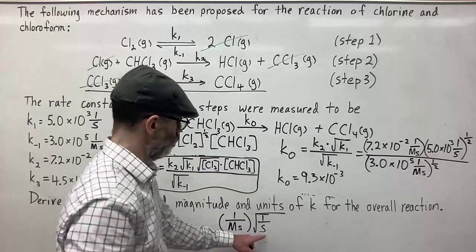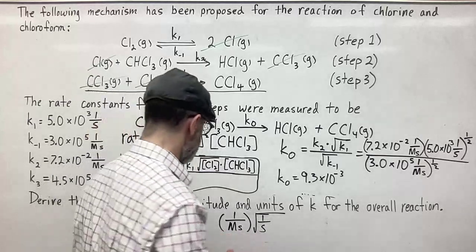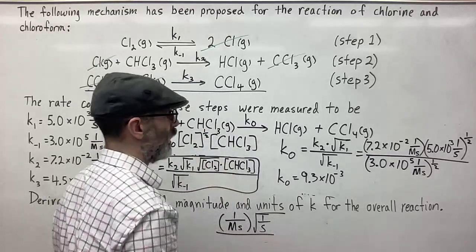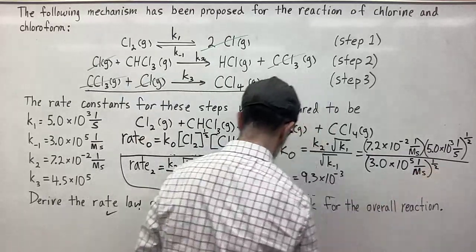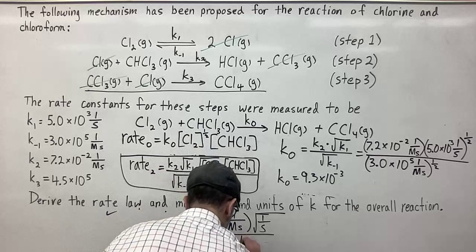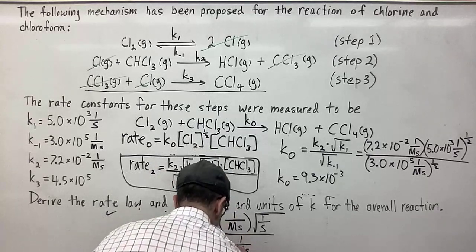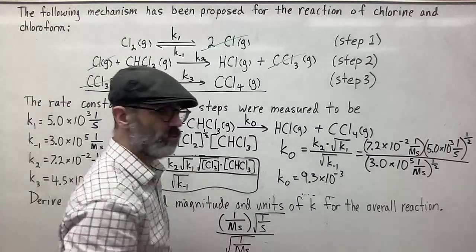So the square root of 1 over seconds. I'll show you why I'm doing that in a moment. And then we're going to divide this by the square root of 1 over molar seconds. So 1 over molar seconds, square root.